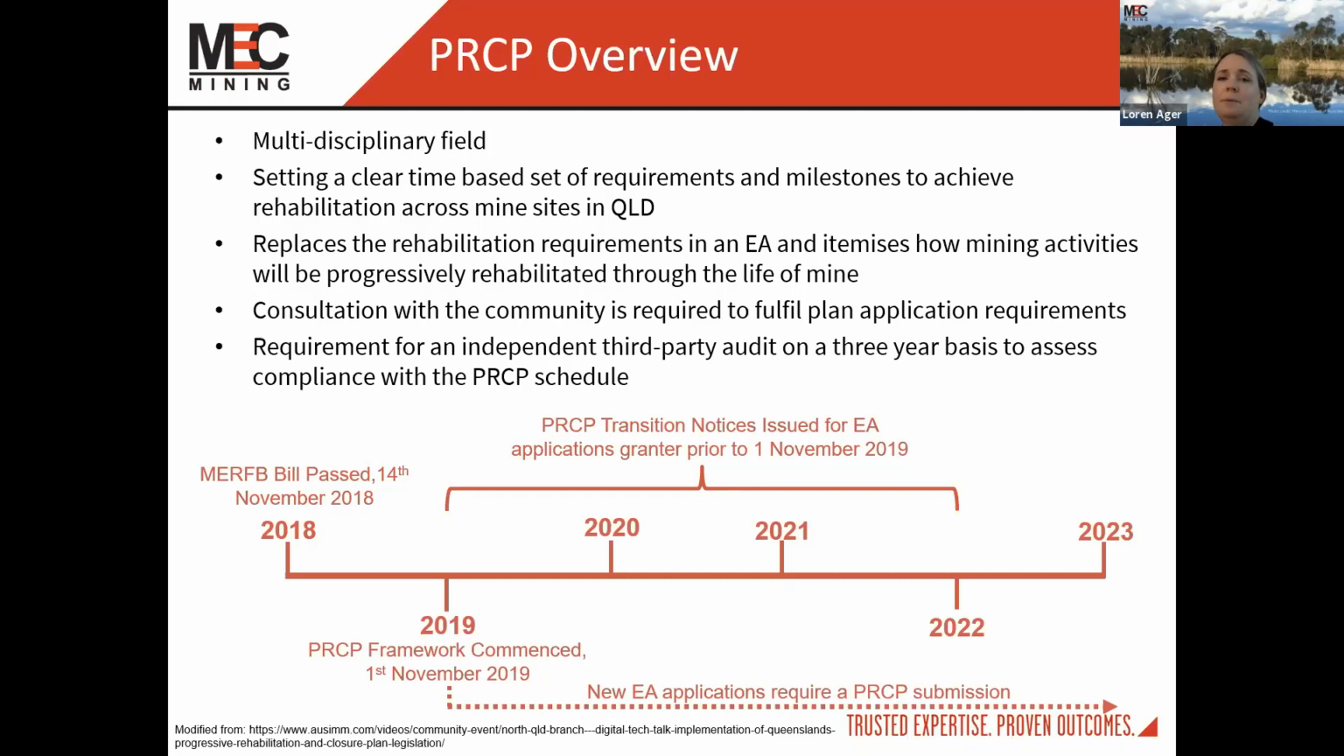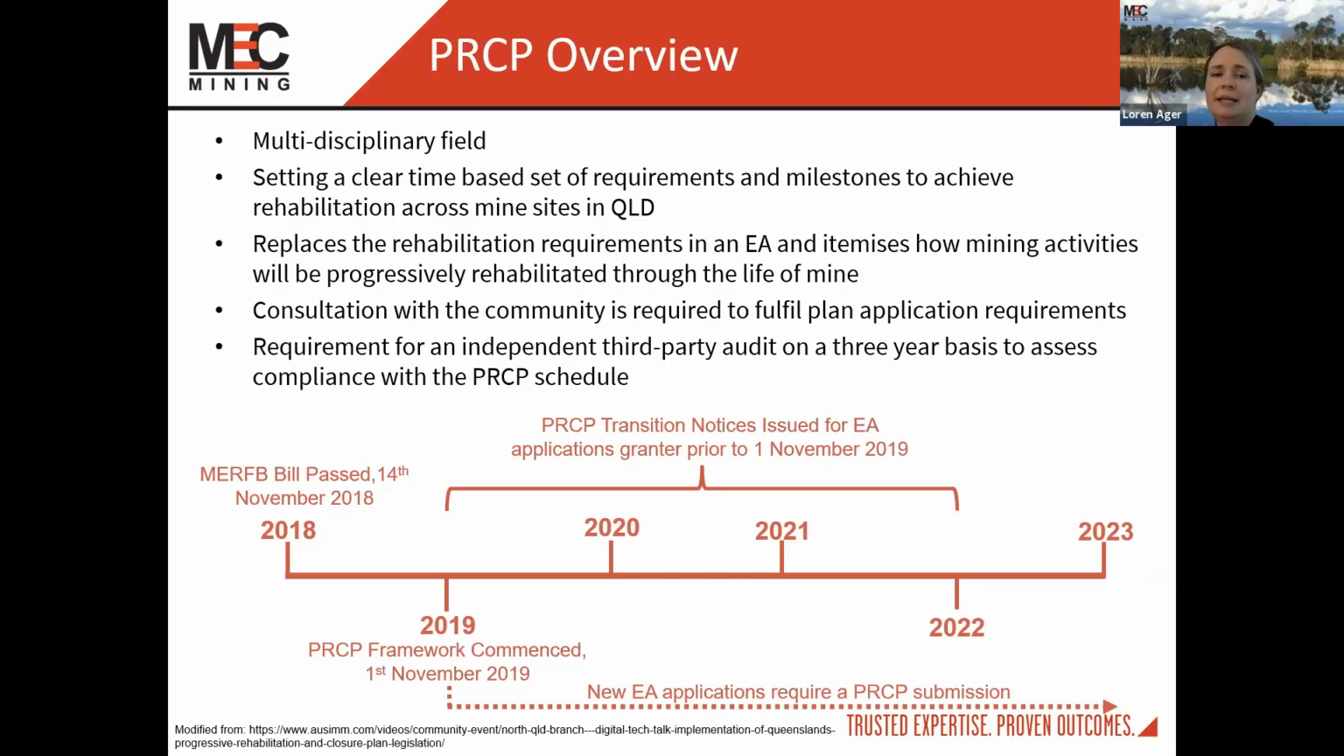So I guess one of the big things is that we've now replaced the rehabilitation requirements in the EA by providing your PRCP, showing how mining activities will be progressively rehabilitated from the start of mining all through till the end of mine life, and it also focuses on post-closure planning as well. This timeline gives you a bit of an understanding.